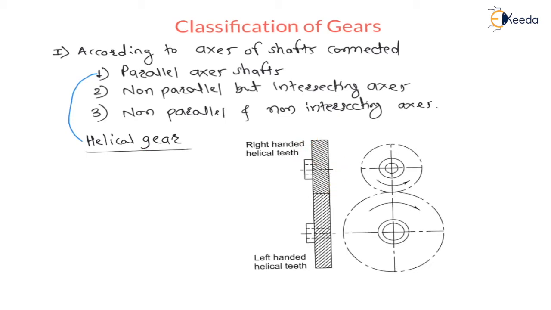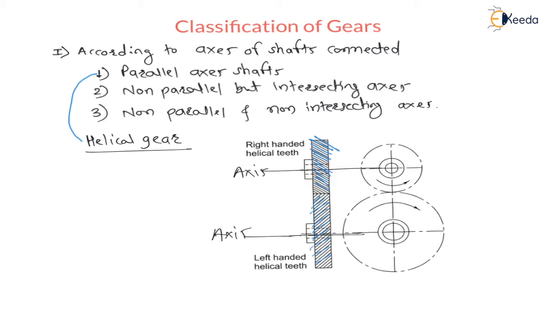And in case of helical gear, the teeth are cut at an angle with the axis. See here, this is the axis of gear and pinion. The teeth are cut inclined to the axis. Here, you can see the teeth are cut at an inclination to the axis, in both views.